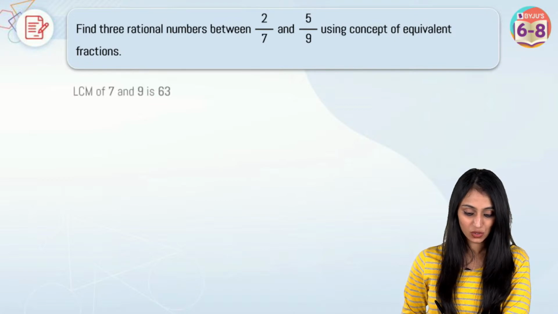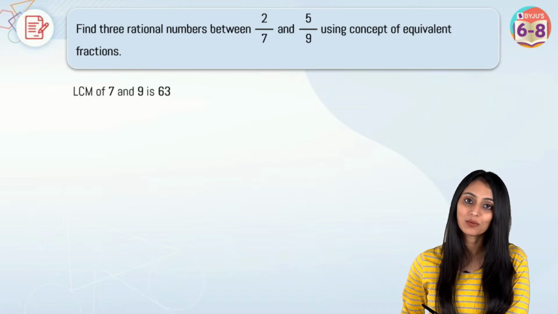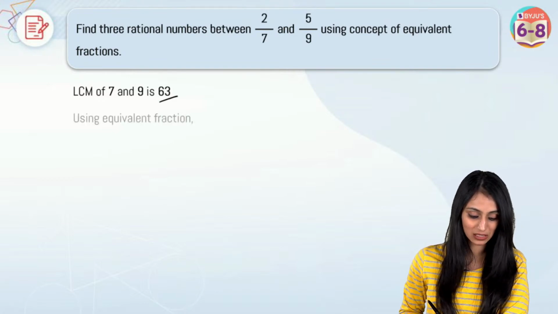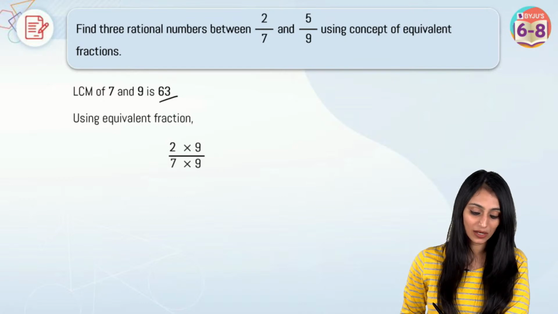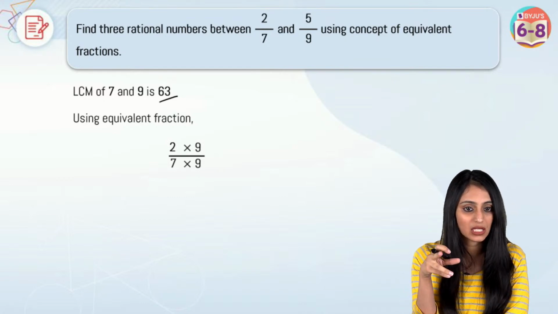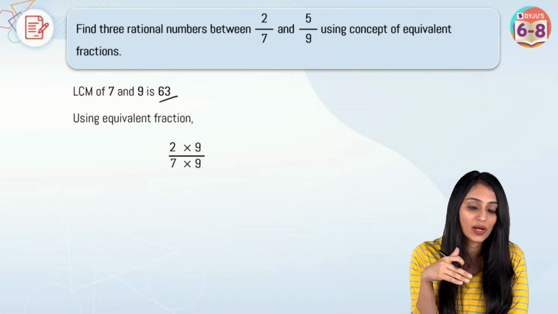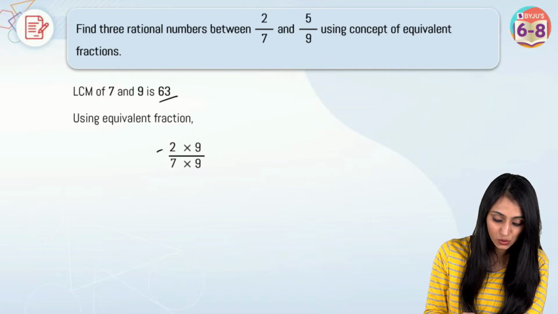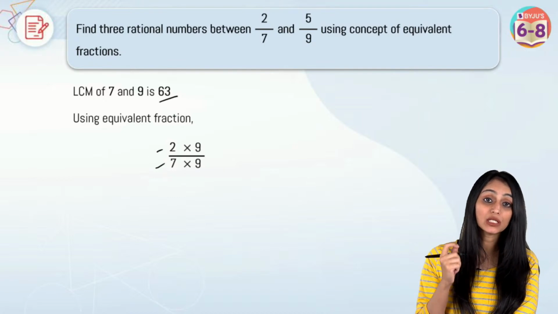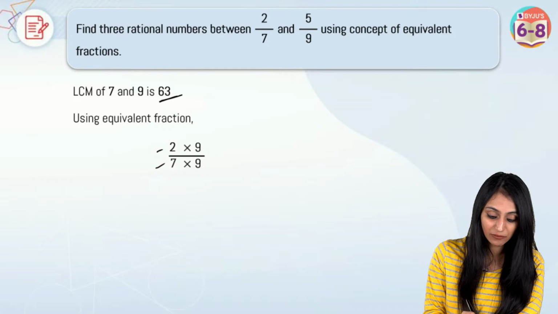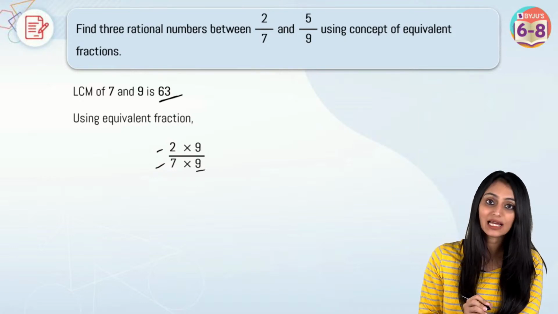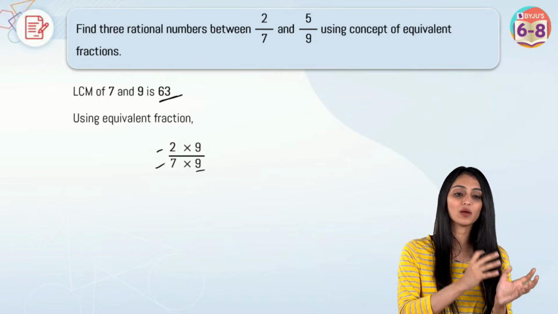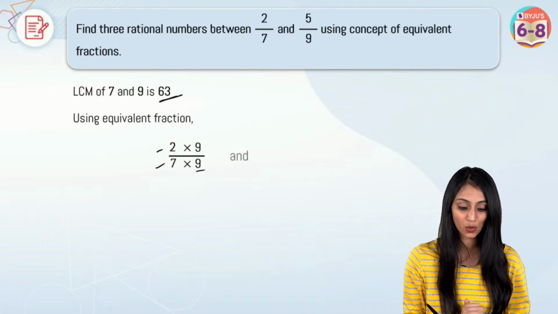Let's check the solution. So first of all, we simply take the LCM of the denominators. We make the denominator same. So the LCM of 7 and 9 is going to be 63. So using the concept of equivalent fractions, I think somebody asked me about the previous one. See, the previous one is almost the same thing because the concept is same. So for 2 by 7, I am multiplying the numerator and denominator by 9. Why 9? Because I have to make the denominator 63. So I'll have to multiply by 9 in the denominator, and since I'm multiplying by 9 in the denominator, we multiply by the same number in the numerator also.